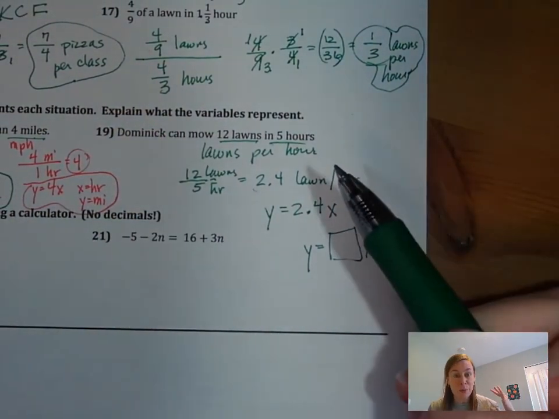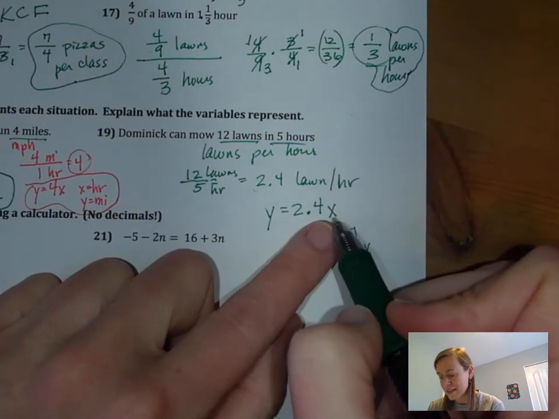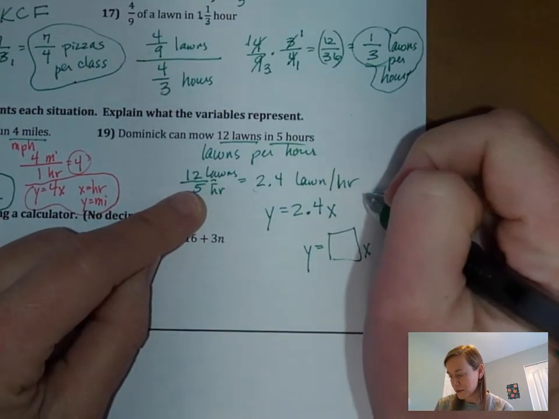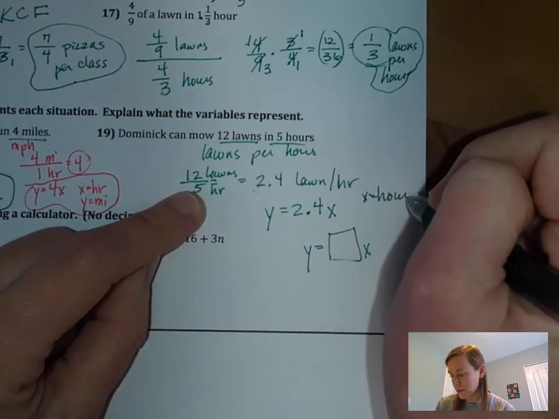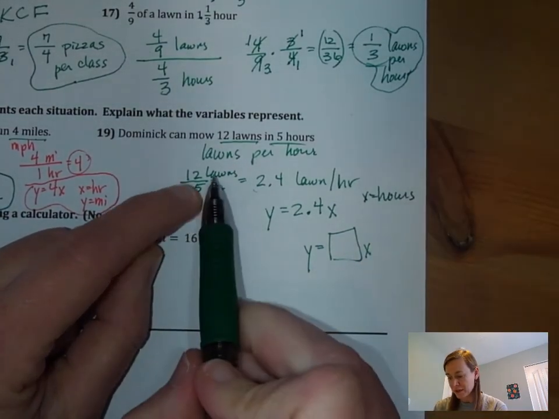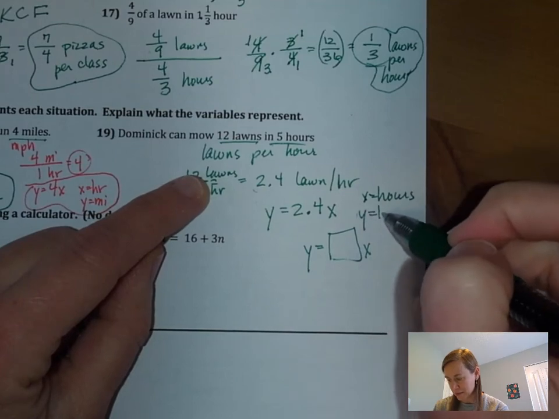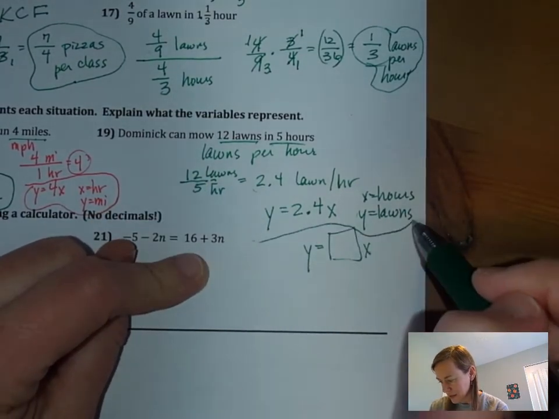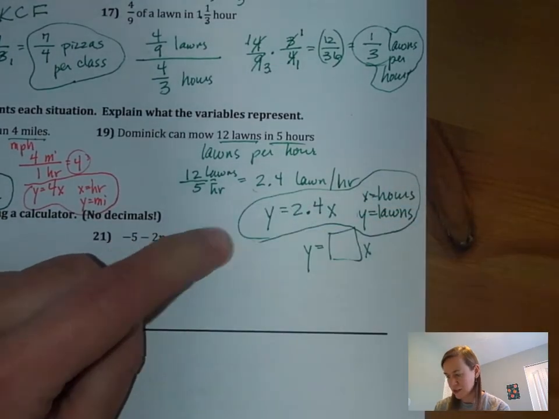Now let's define our variables. So the x, that is the one that was on the bottom. What was on bottom? Hours. So x equals hours. y was the one on top, so y equals lawns. So what do you need for your answer? You need this part. That's your answer.